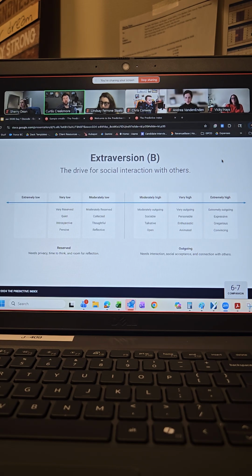Someone who is extremely low on their extroversion may come across as frank. They are so focused on facts, details, and not focused on people that when they communicate, it is in a very direct, frank, guarded, and maybe even private way.